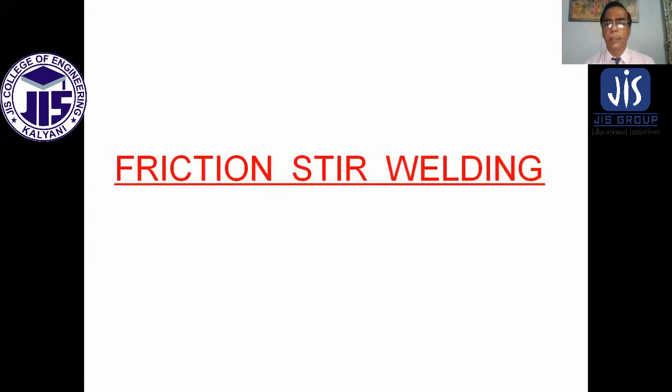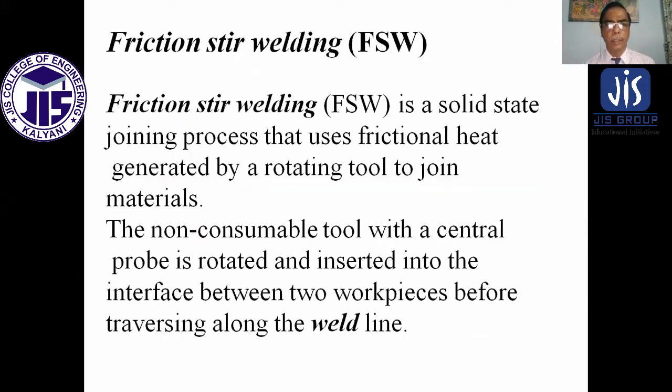Friction stir welding is one of the solid state welding processes. Friction stir welding is a solid state joining process that uses frictional heat generated by a rotating tool to join materials. The non-consumable tool with a center probe is rotated and inserted into the interface between two workpieces before traversing along the weld line.